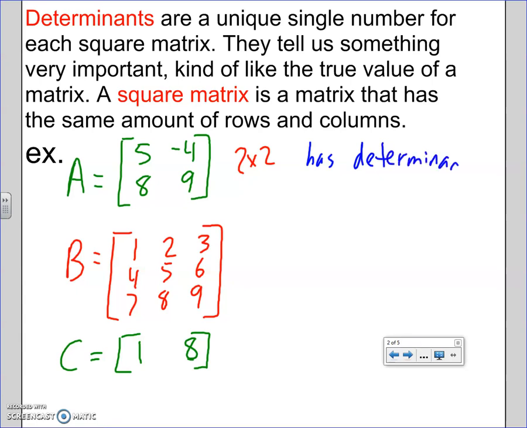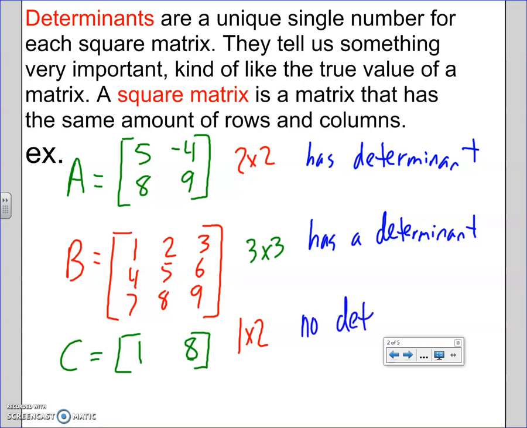The next one, B, is a 3 by 3: 3 rows, 3 columns. They're the same, so this has a determinant as well. This last one, matrix C, is 1 row, 2 columns, 1 by 2. Those are not the same numbers. This is not a square, so no determinant. So it must be a square.